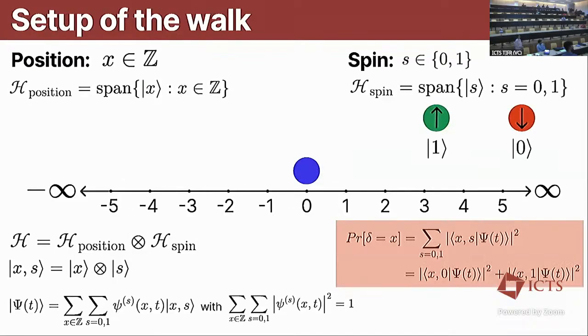Plus is a superposition of spin 0 plus spin 1, a linear superposition of these two spin states. I'm sorry I didn't mention this.